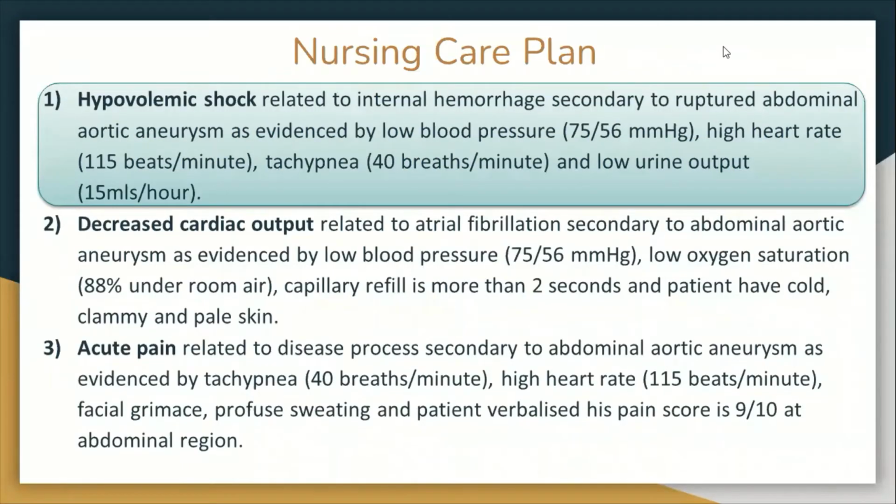Now, I'm going to talk about the nursing care plan that can be done on the patient. We prioritize 3 nursing diagnoses, which are hypovolemic shock, decreased cardiac output, and acute pain.